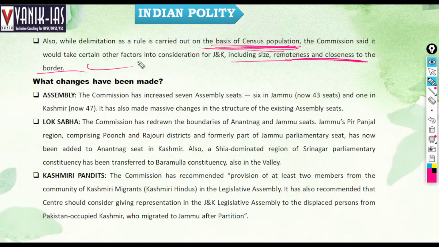What changes have been made? The assembly has been increased. The commission has increased seven assembly seats, six in Jammu and one in Kashmir. So the number of seats in Jammu has increased. It has also made massive changes in the structure of existing assembly seats. Right, so in the case of Jammu, the seats have increased.